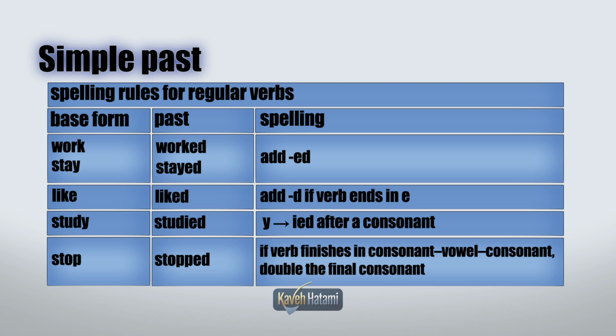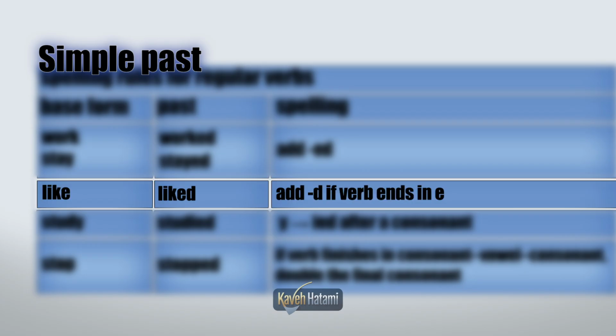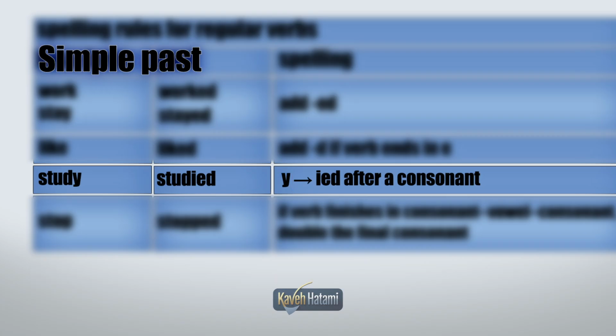Spelling rules for regular verbs of simple past. In most cases, we only add ed to the end of the verb. For example, work, worked. Stay, stayed. But if there is already an e at the end of the verb, we just add d. For example, like, liked. What about verbs that end in y? We change y to ied.